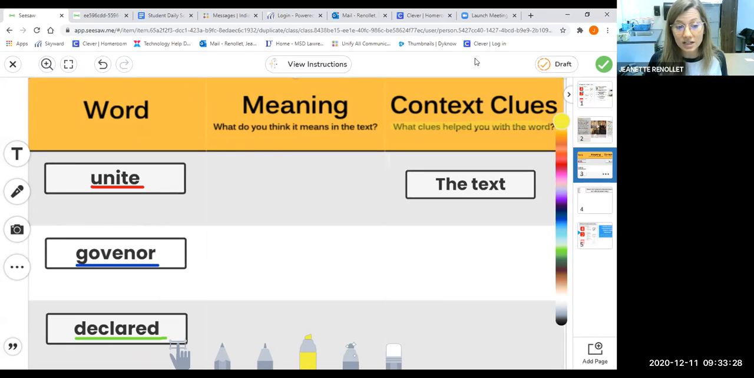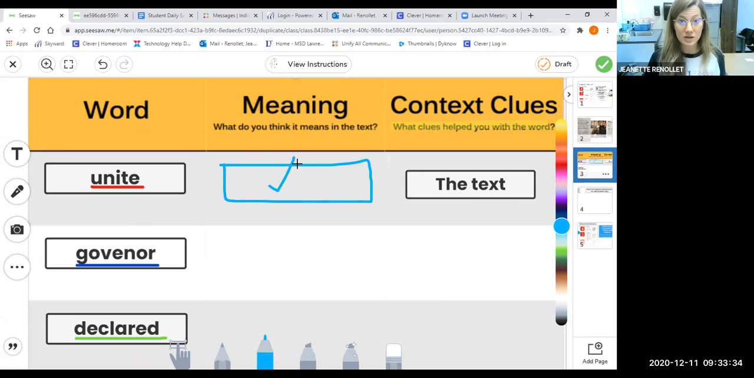We have done a really good job saying what we think the word means. We've done an awesome job doing that, but today I need everybody really focusing on these parts. What words in the text helped you? Writing that the text said it is not a context clue. I will not accept that work today. I see a question or comment from Kaylee. Go ahead.